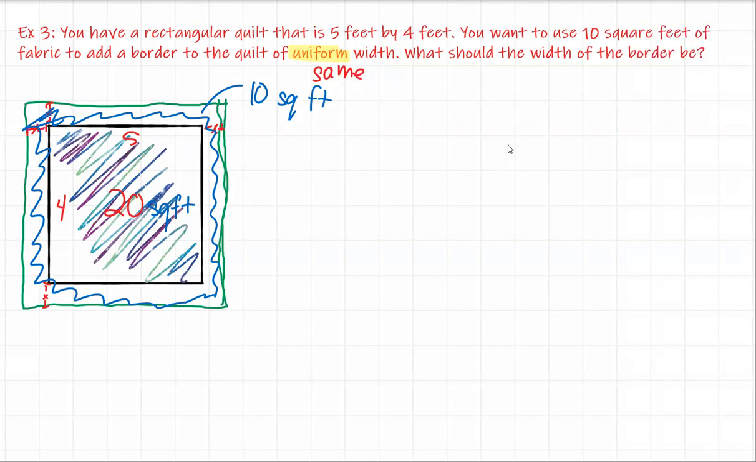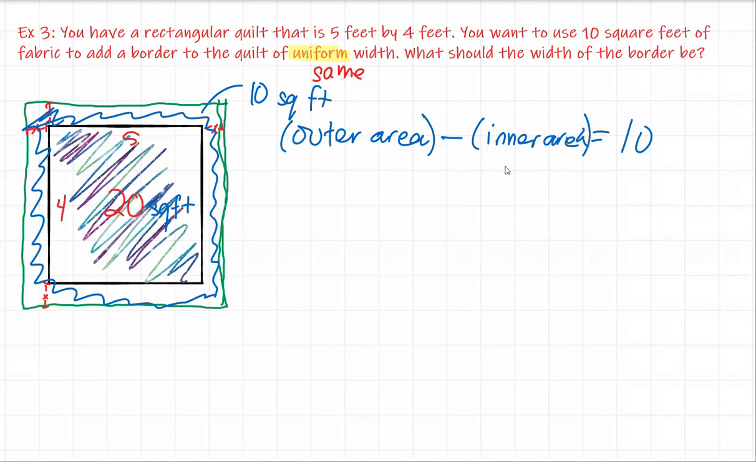We know that if we take this outer rectangle and subtract out the inner rectangle, so if I take the whole quilt and subtract out the non-border piece, I'm left with the border. Okay, and we know how much area the border is. We know the border is 10. So that's gonna be on the right side of my equation. And I'm gonna write it out in words maybe first. Outer area minus inner area. Okay, that way we know what we're doing here.